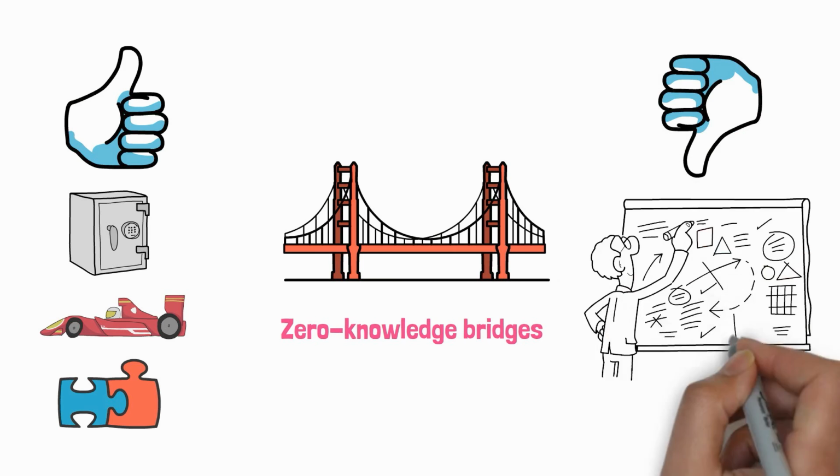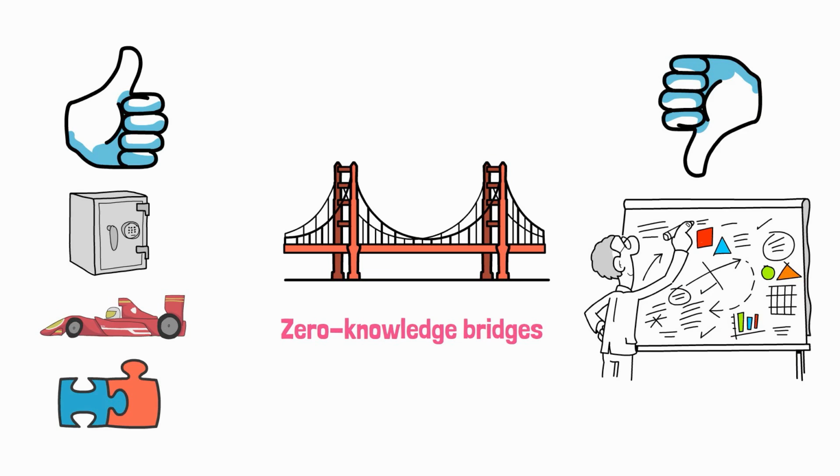However, the biggest disadvantage of zero-knowledge bridges is their complexity. Implementing and understanding zero-knowledge proof, especially in a cross-chain environment, can be technically challenging.